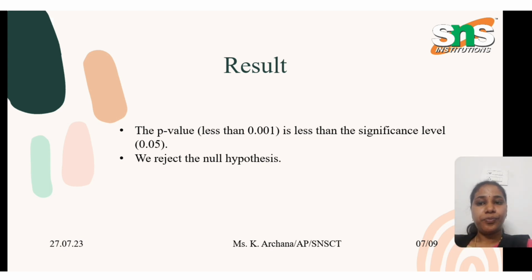Any doubts in it? I'll go over it one more time. The significance level is 0.05. Only if the p-value is above 0.05 will we accept the hypothesis, or else we will reject it. So we are rejecting because the p-value is less than the significance level.